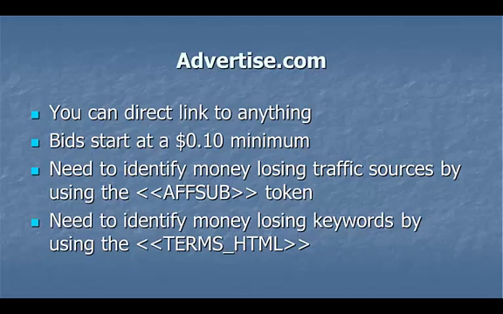And that will tell you which websites are providing you with good traffic and which websites are providing you with poor traffic, okay? You also need to identify money-losing keywords by using the terms_HTML token. Okay, so you're going to be passing the AF sub token and the terms_HTML token to identify the keywords that are converting for you and the partner websites that are converting for you. The nice thing, once again, about Advertise.com is that they have a self-optimizing platform. So you can go in and you can start blocking the traffic sources that are providing you with poor performing traffic.